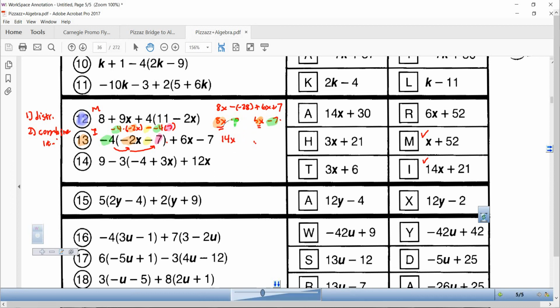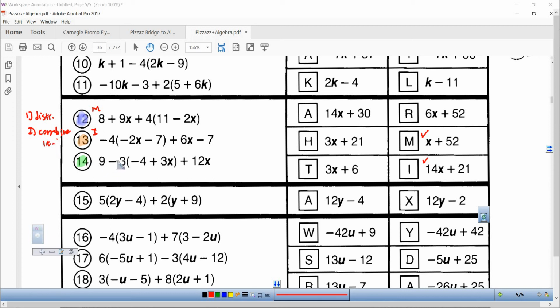Okay, so once again, I'm going to go ahead and erase that work that I just did right there. Look at all those pretty colors. Goodbye. All right, and we're going to move on to number 14. Here we go. Number 14 right here. But these same two steps are going to apply. We're going to distribute and we're going to combine like terms.